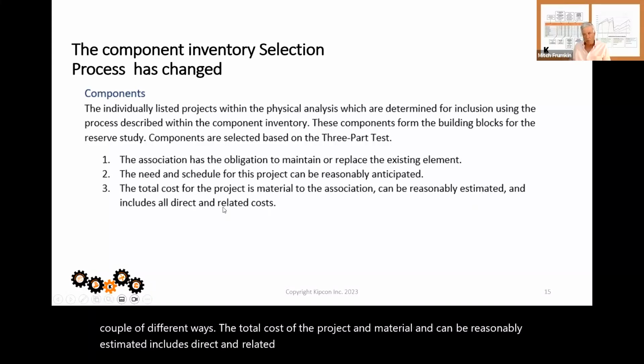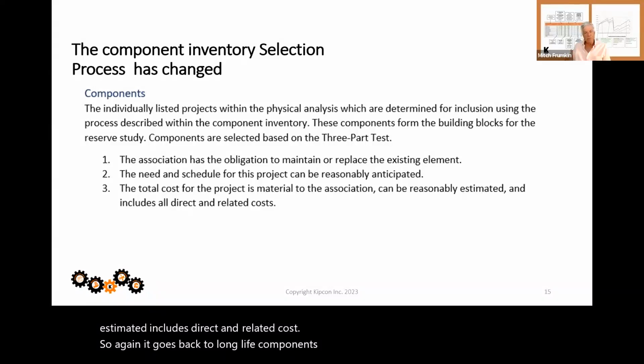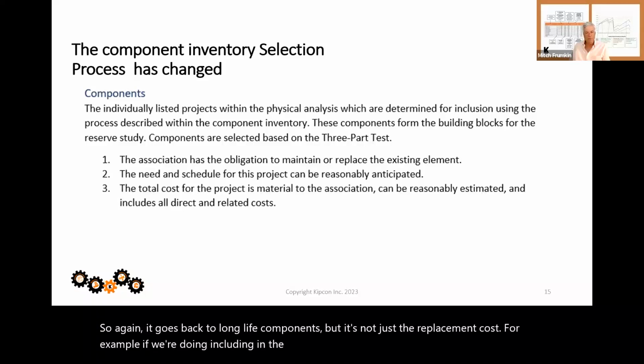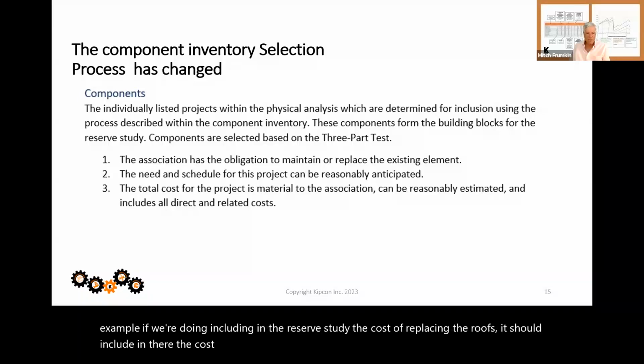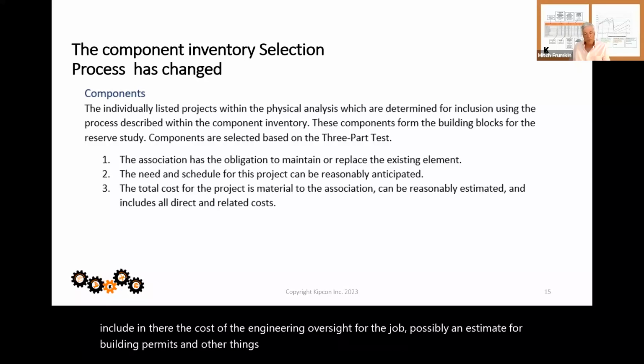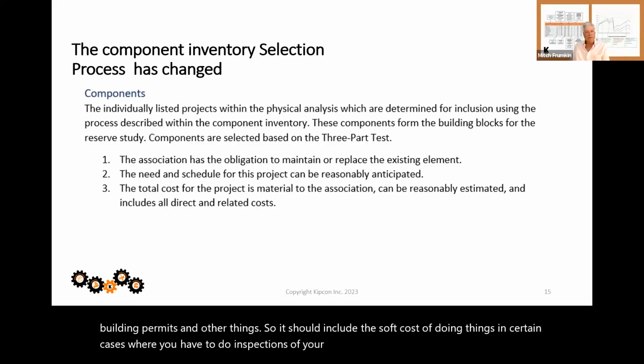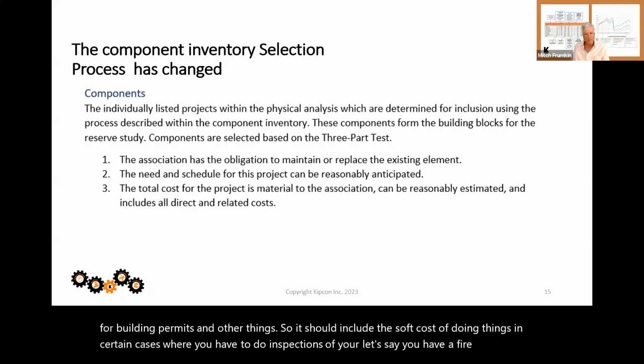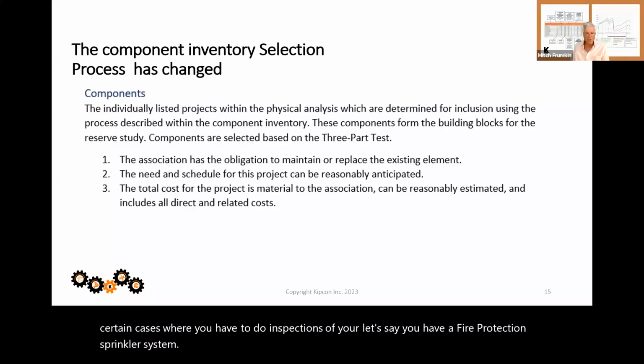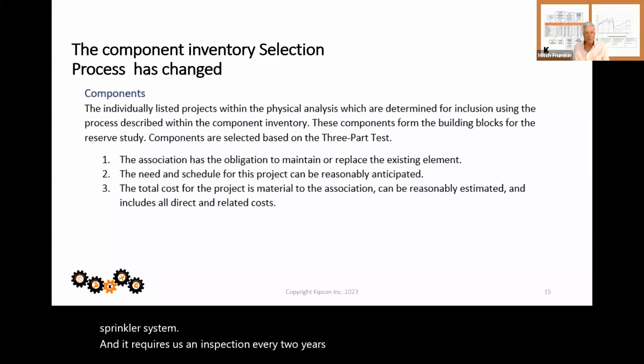So again, it goes back to long life components, but it's not just the replacement cost. For example, if we're including in the reserve study the cost of replacing the roofs, it should include in there the cost of the engineering oversight for the job, possibly an estimate for building permits and other things. So it should include the soft cost of doing things. In certain cases where you have to do inspections, let's say you have a fire protection sprinkler system, and it requires an inspection every 2 years, the soft cost of that inspection can be included in the reserve study.